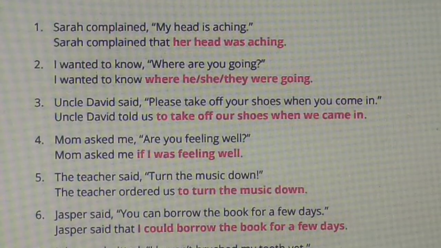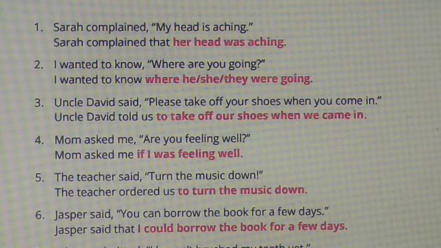I wanted to know, where are you going? I wanted to know where he, she or they were going. Are changes into were. Uncle David said, please take off your shoes when you come in. So, you changes into we. He's telling us.